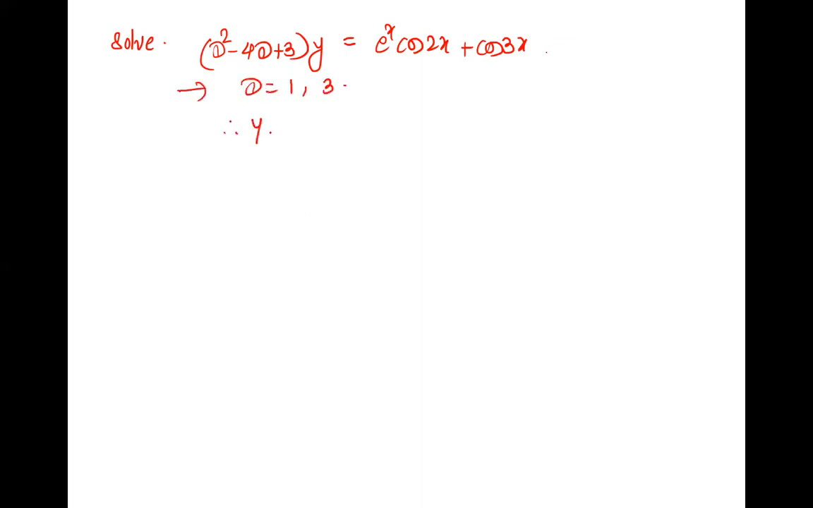D square minus 4D plus 3y is equal to e raised to x into cos 2x plus cos 3x. Find out roots. 3 and 1. Okay, 3 and 1, correct. So yc is c1 e raised to x plus c2 e raised to 3x.